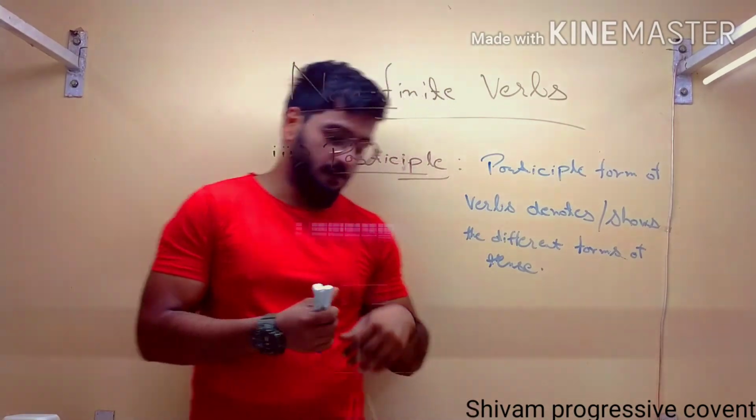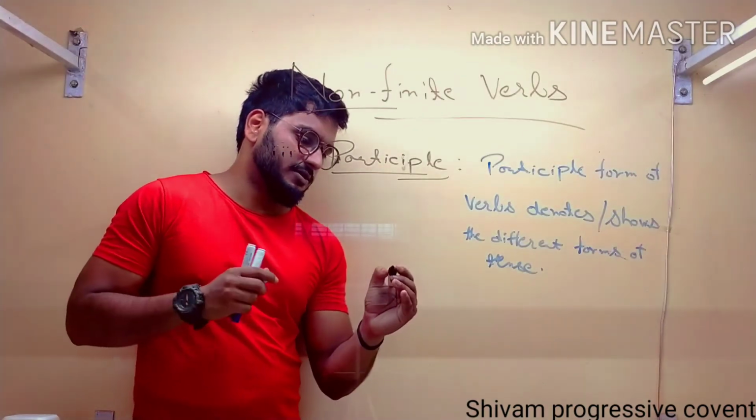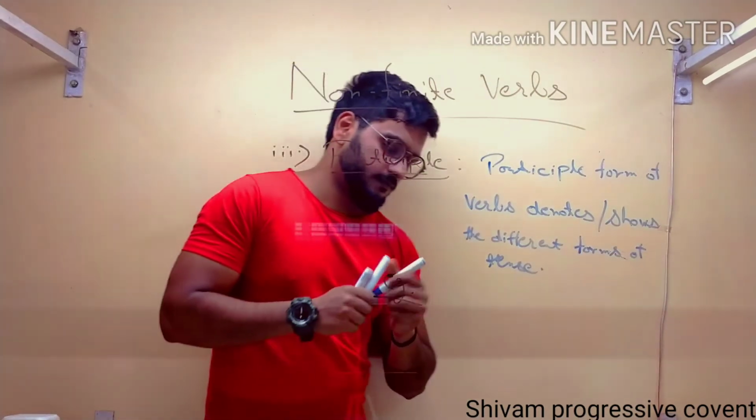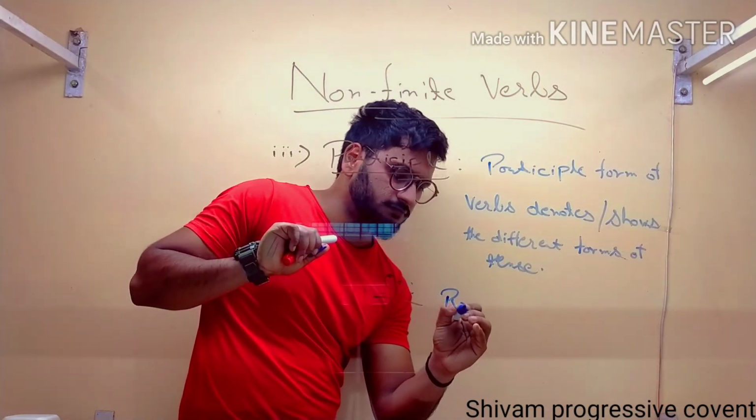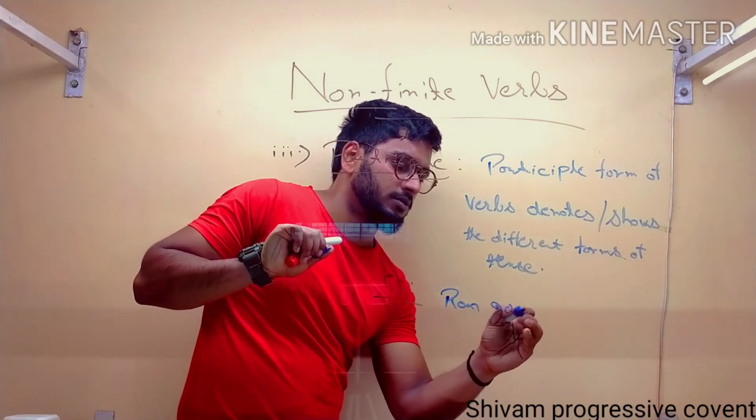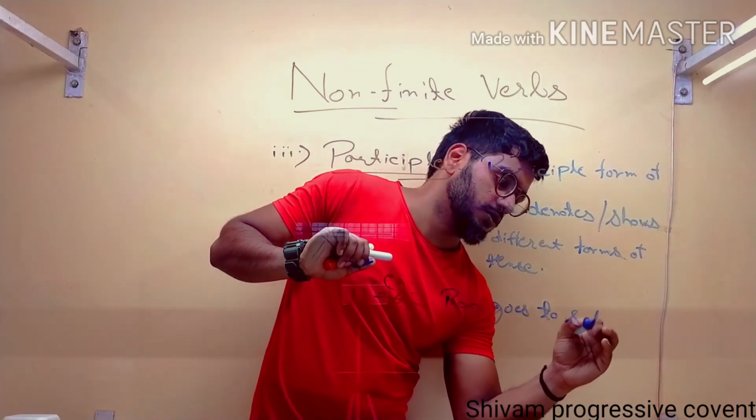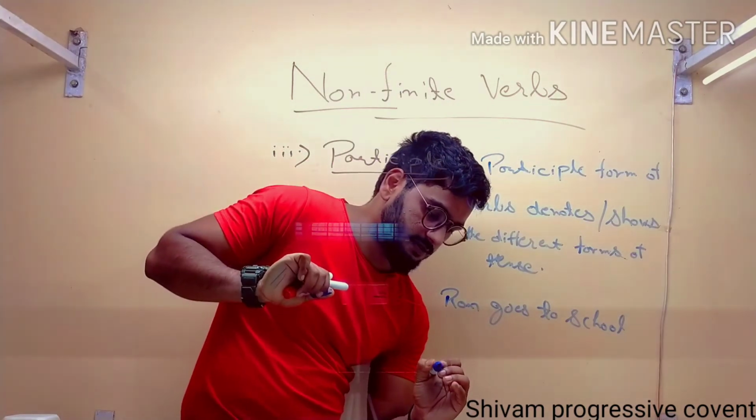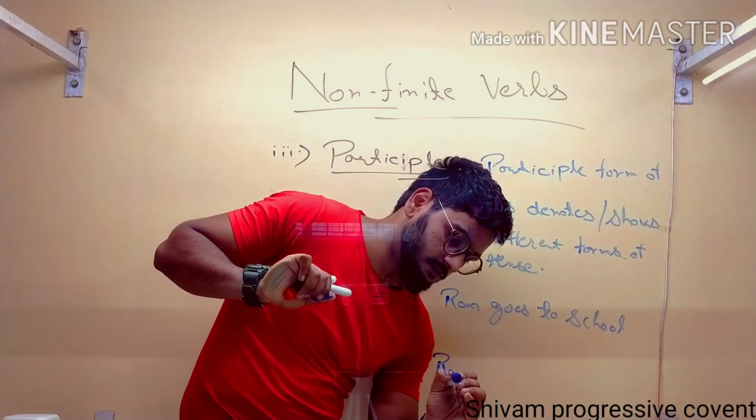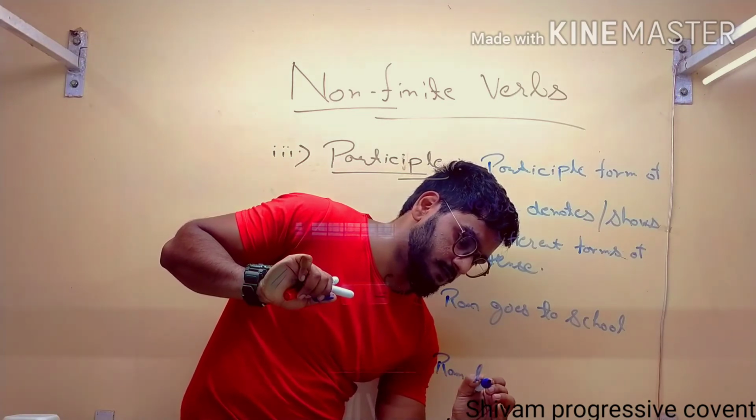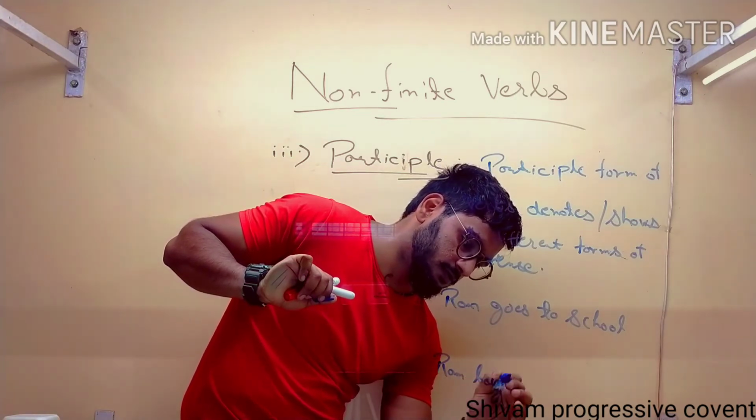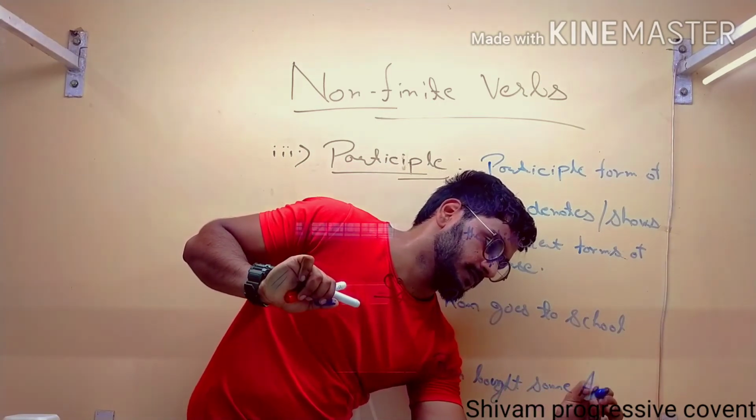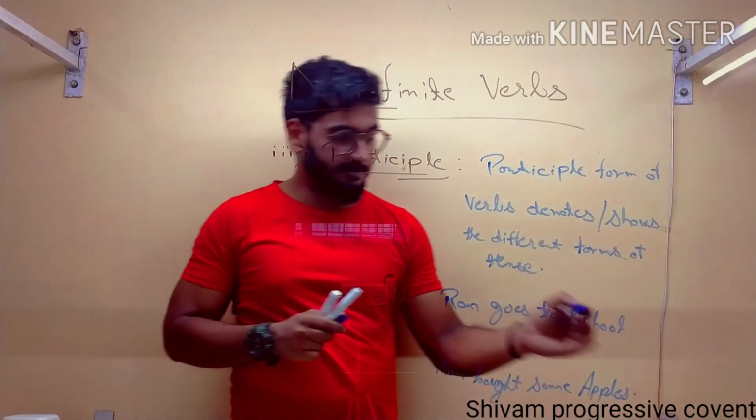This is the point I want to clear. Note some definitions so it will be more clear to you. Ram goes to school. This is the present participle. Similarly, another example: Ram bought some apples. This is past participle.